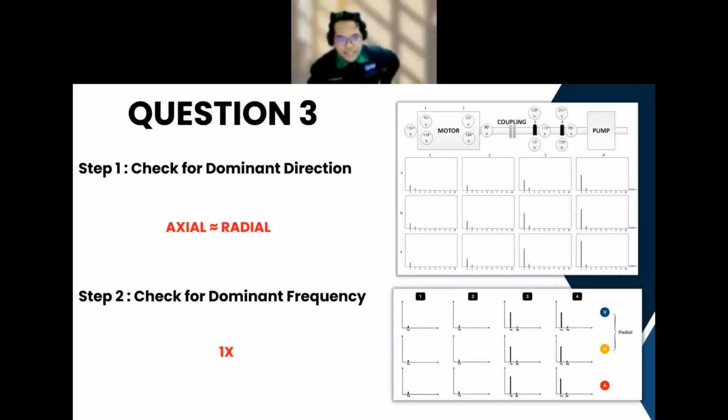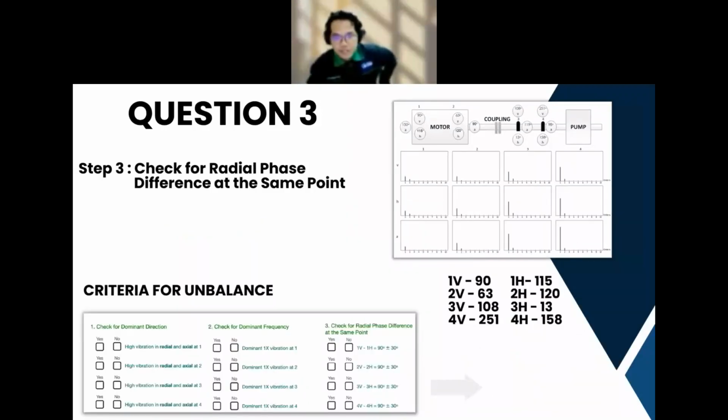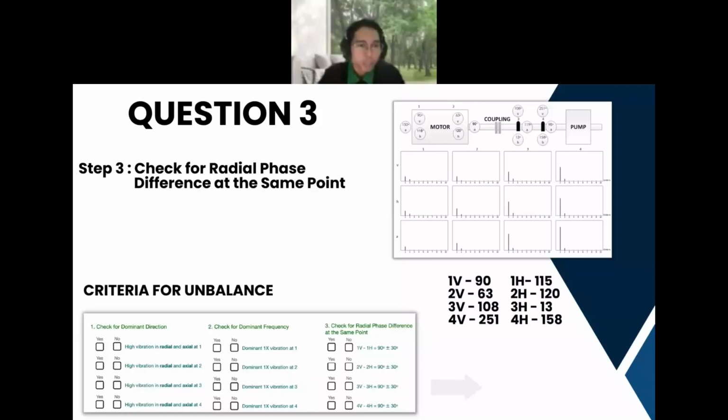I agree. Next, check the radial phase difference at the same point. Maybe I will give a try on this radial phase. As we can see, the radial phase is quite high at points 3 and 4, so we have to check points 3 and 4. At point 3, 3V is 108 and 3H is 13, so the phase difference will be 95. And at point 4, 4V is 251 while 4H is 158, so the phase difference will be 93.